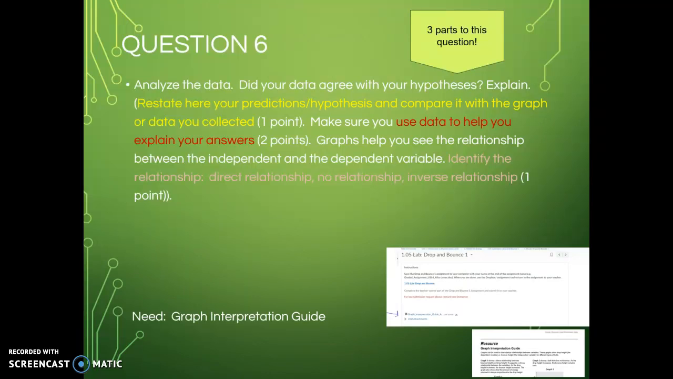Then you're going to look at your graph and determine what relationship there is. To do that, you're going to need the graph interpretation guide, which is in your course. You're going to decide whether it's a direct relationship, no relationship, or an inverse relationship. So use that graph, figure out which one you're closest to. In the graph interpretation guide, there's several graphs there that you can look at to determine which one your data matches.